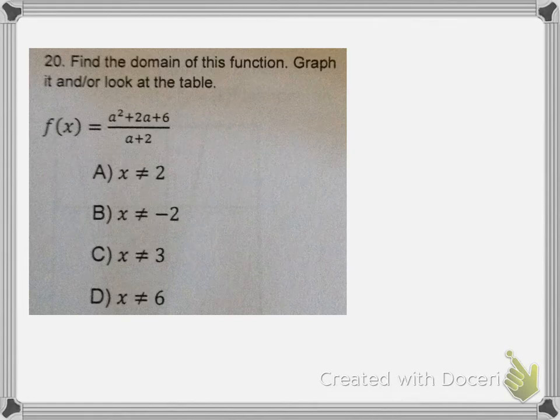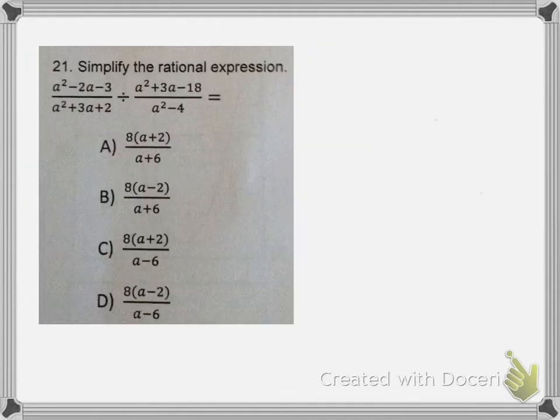Alright, if you're trying to find the domain of a function, I would always suggest graphing it and looking at the table, looking for errors is what you're trying to do. If you did that, you would see that there's an error at negative 2. You should also notice that that's what's going to make the denominator equal to 0. So that's why that's an error. What this means is your x values, your domain, can be any number that you like except for negative 2, because it's going to create an error.